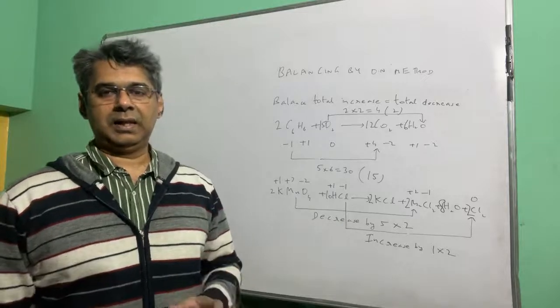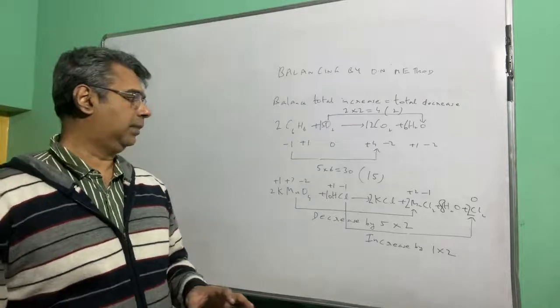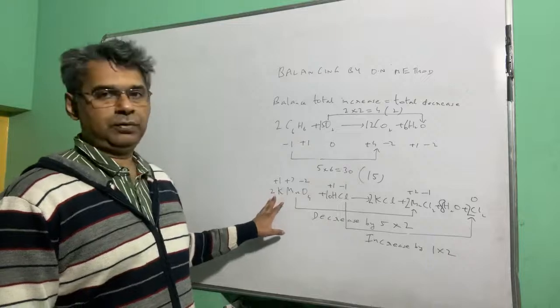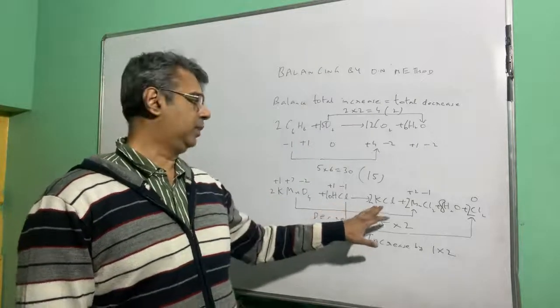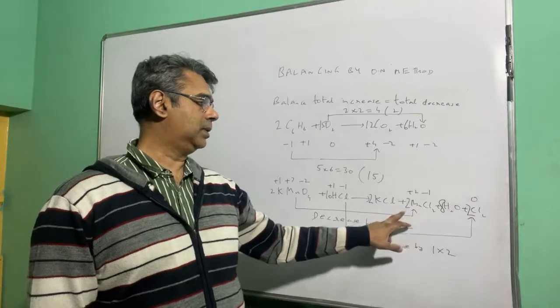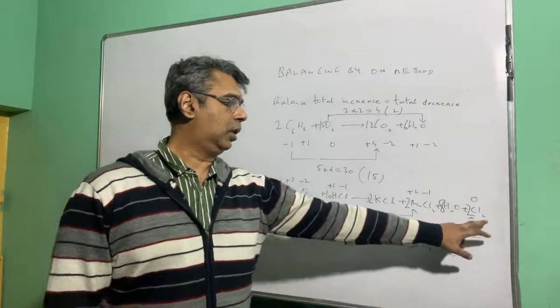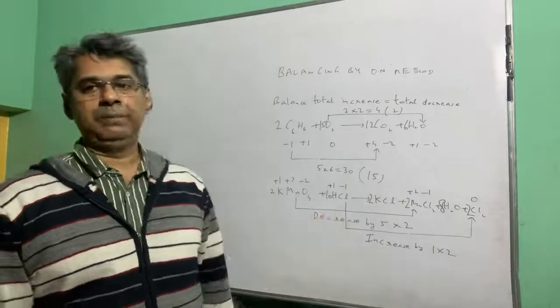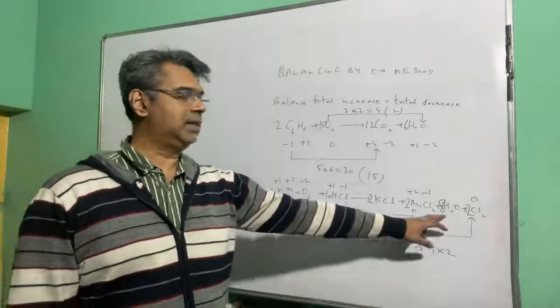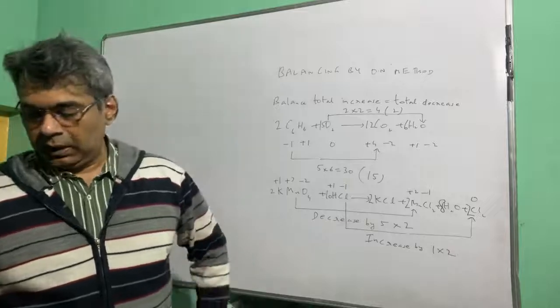So let us summarize the status of this sum. KMnO4 coefficient will be 2, HCl coefficient will be 10, KCl coefficient is 2, MnCl2 coefficient is 2, water is 8, Cl2 is 2. But there is a problem. The problem is in the left side it is 10 hydrogen, but in the right side there is 16 hydrogen.